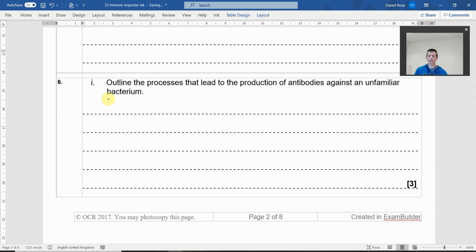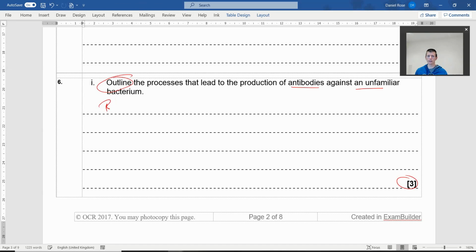Okay, so this one says outline the processes that lead to the production of antibodies against an unfamiliar bacterium, and it's 3 marks. This is a clear description. In a way, this is a simpler answer, but I just need to be ultra careful as I'm answering. I don't leap in there with answers that are too shallow. So what is production of antibodies?